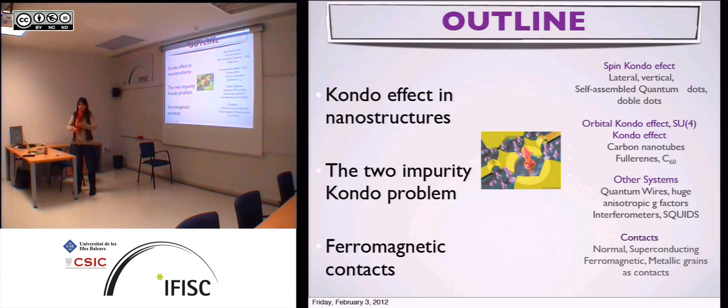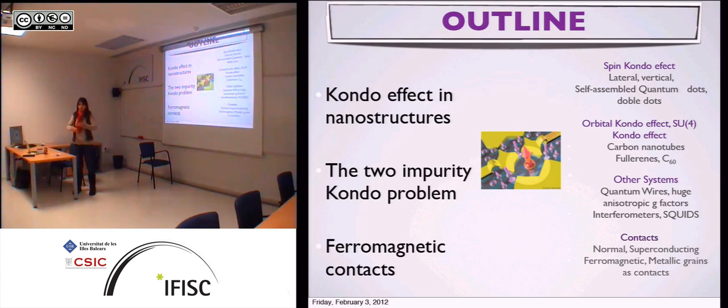So, as a summary of what I said, the dot level position is renormalized at the Fermi energy, which means that you always have this peak at the Fermi energy. The width of this peak is the Kondo temperature. So this means that if you increase the temperature, you kill the Kondo effect.